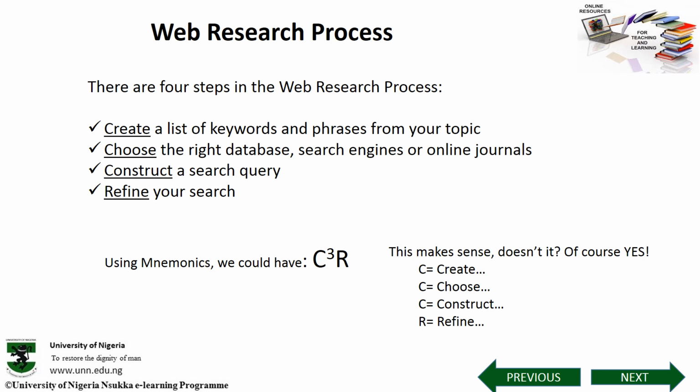There are 4 steps in the web research process. 1. Create a list of keywords and phrases from your topic. 2. Choose the right database, search engines, or online journals. 3. Construct a search query. And 4. Refine your search. Using mnemonics, we could have C cubed R. Again, C cubed R or C3R.